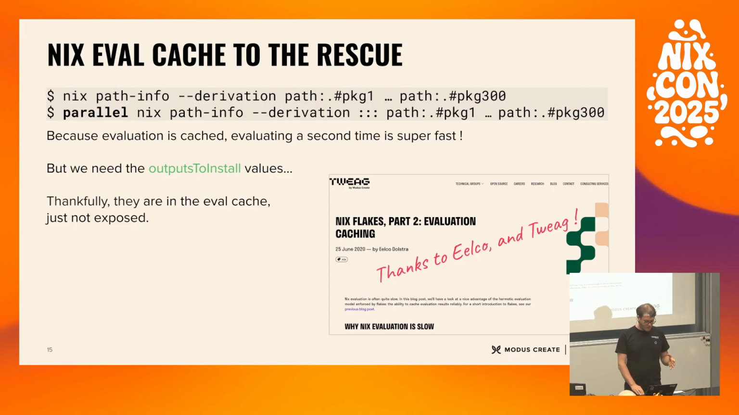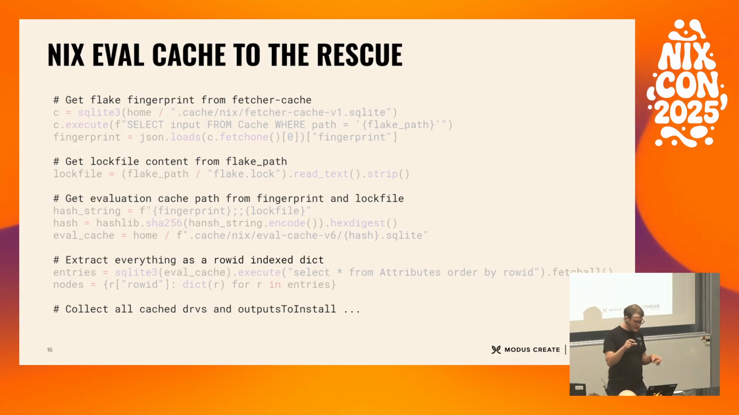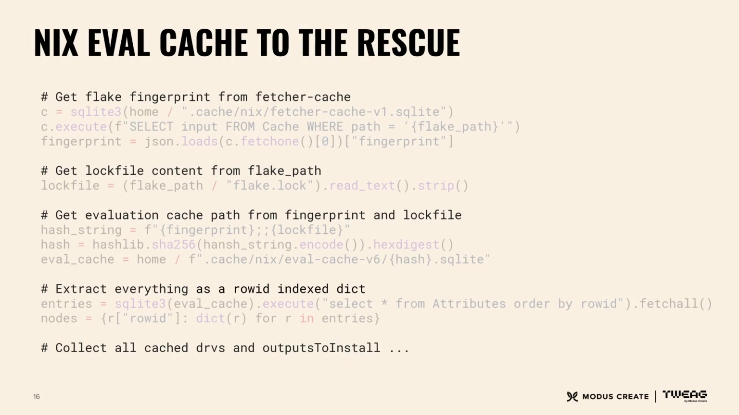But no, we still need the outputs to install. That doesn't work. It's not provided by the API. But interestingly enough, it's also in the SQLite database. It's just not exposed. So you know what you do? Just open Python, try to find where the flake is. So you get the hash from one database, and then you get the log file content. You create a string that you can hash that gives you the hash of the second database where you can extract all the data. And there you can find the .drv path and the outputs to install.